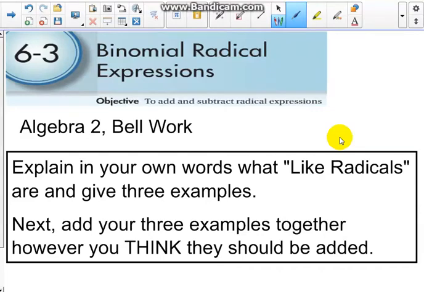So for our bell work, I've asked the class, explain in your own words what like radicals are and give 3 examples. After you do that, I want you to add those 3 examples together, however you think they should be added. So if you don't know the rules or how to do it, give it your best shot. There's no right or wrong here. Everybody must put something, and we'll learn about this today, and we'll revisit this at the end of class. You may pause here.